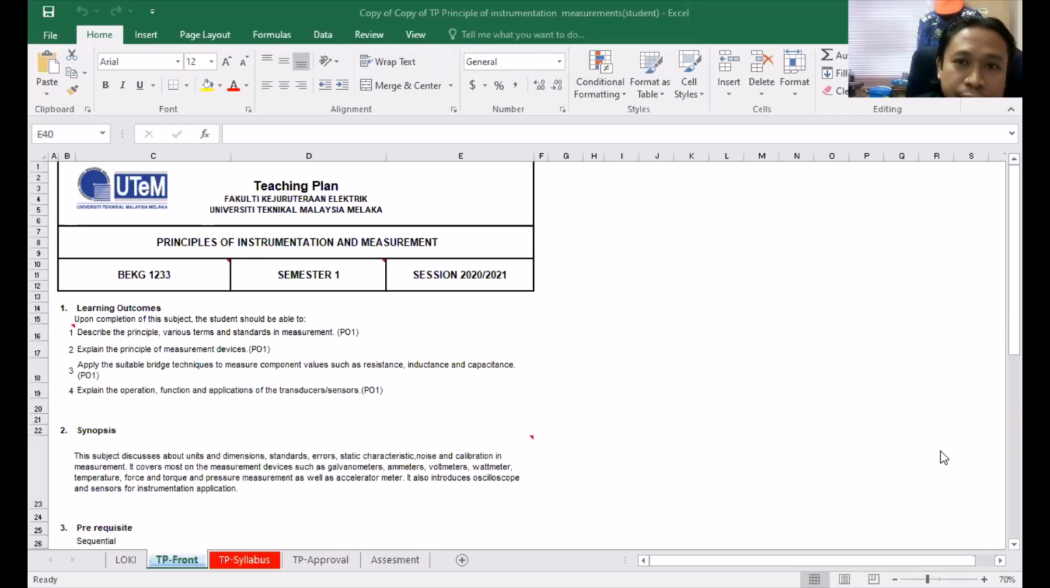Okay, so as I mentioned to you before, today is no lecture because for this section we will have team teaching, me and another one, PM Dr. Rahim. Only yesterday we got the notice for the team teaching. So that's why the class will start next week. Today is just a briefing on the teaching plan, the syllabus and the assessment for this subject.